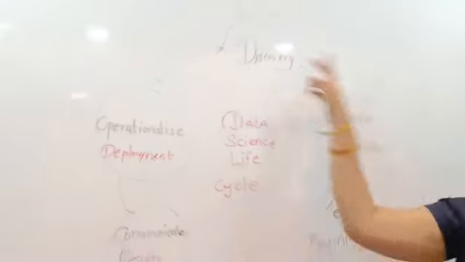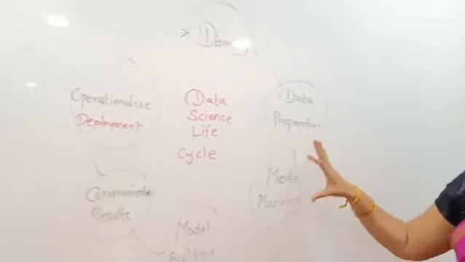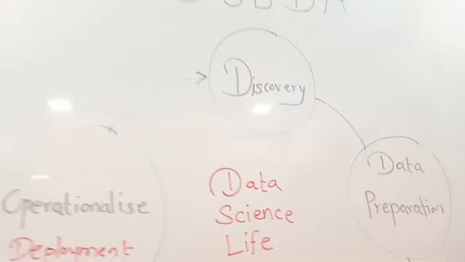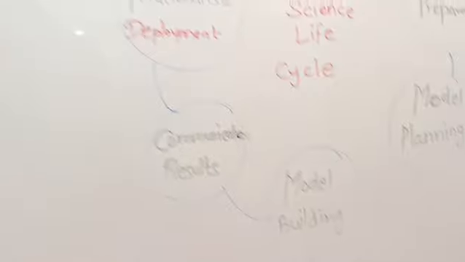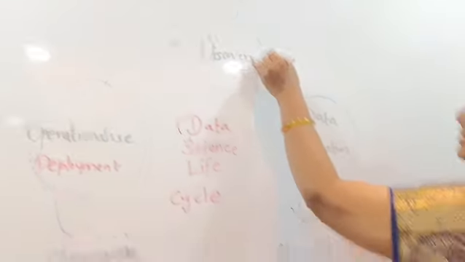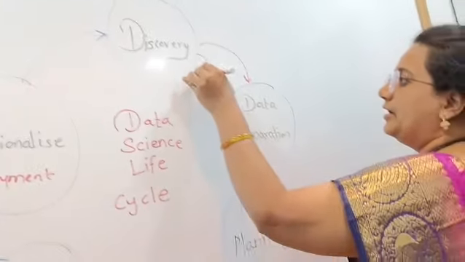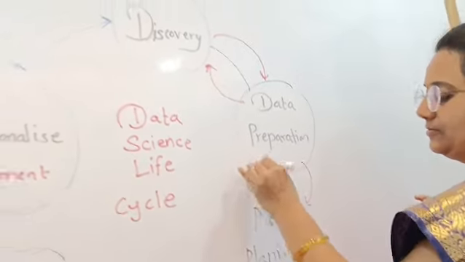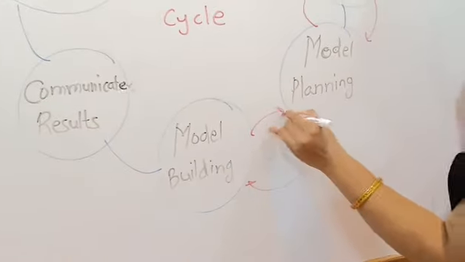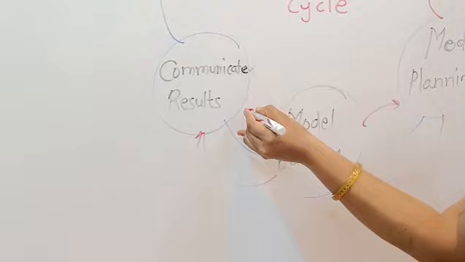This cycle is iterative, which means suppose results are not satisfactory, then we repeat the previous phase. So this is an iterative process.